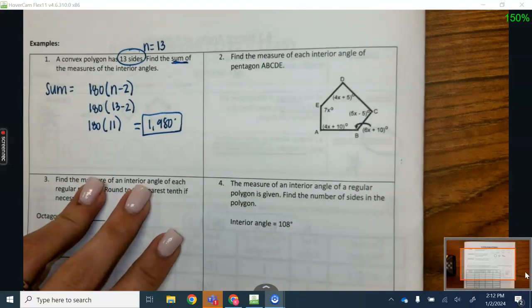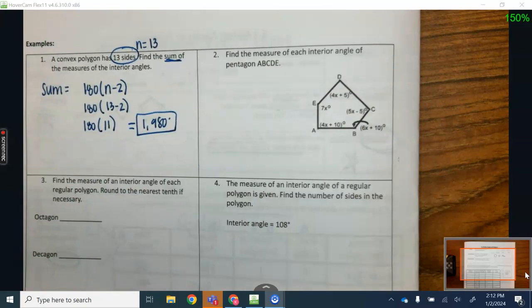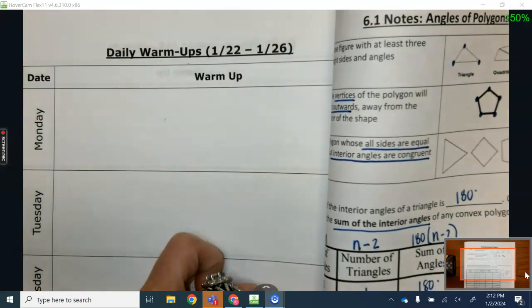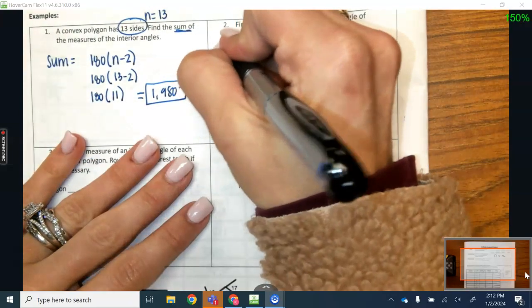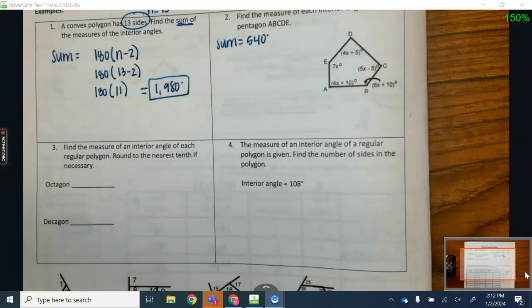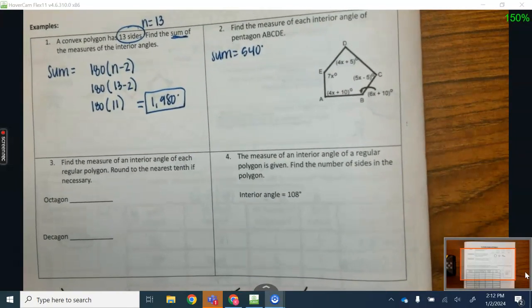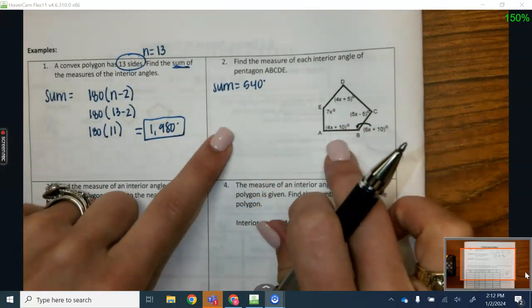But what I do need to first find is, well, what is the sum of the measures of the interior angles of a pentagon, right? It was 540 from our table. Okay, so I know that the sum is 540. What I have to do to find each is, well, I need to solve for x first. So I'm going to add all of these angles together.